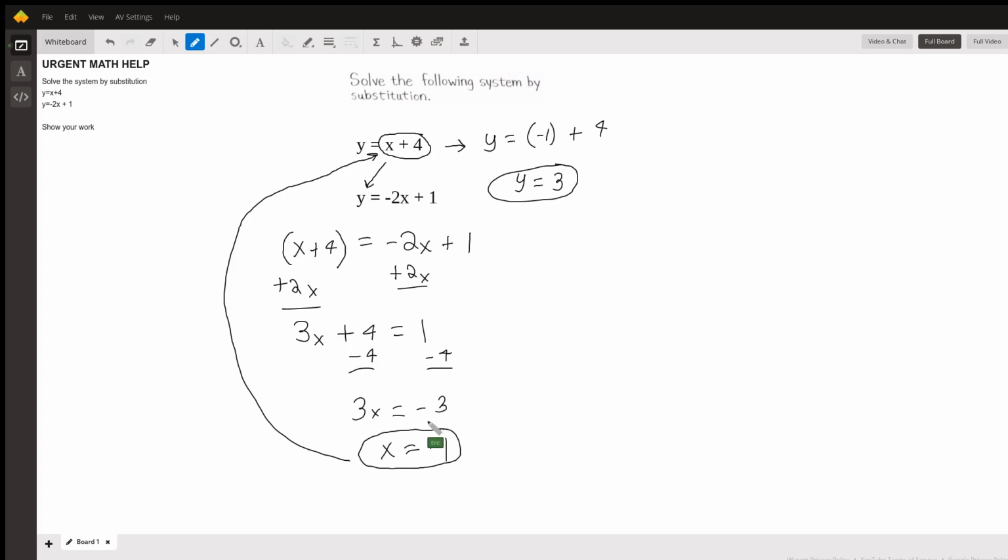So now we know that x equals negative 1 and y equals 3. And we can write our answer as the ordered pair negative 1, 3. And this is our final answer.